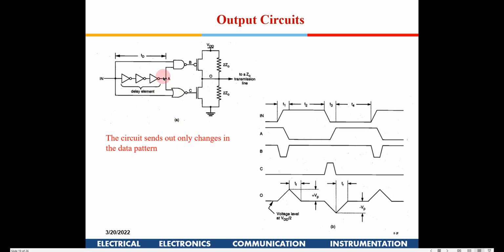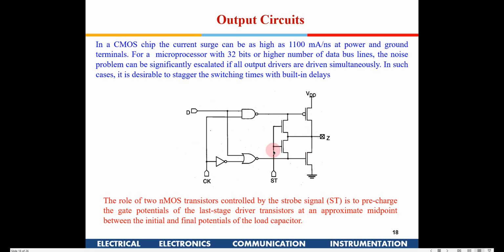Now, static power, it doesn't, just a small strobe signal is given to charge this to VDD by 2, okay, that's all, just before the clock is enabled. So we are staggering that. The switching has been staggered into two phases.